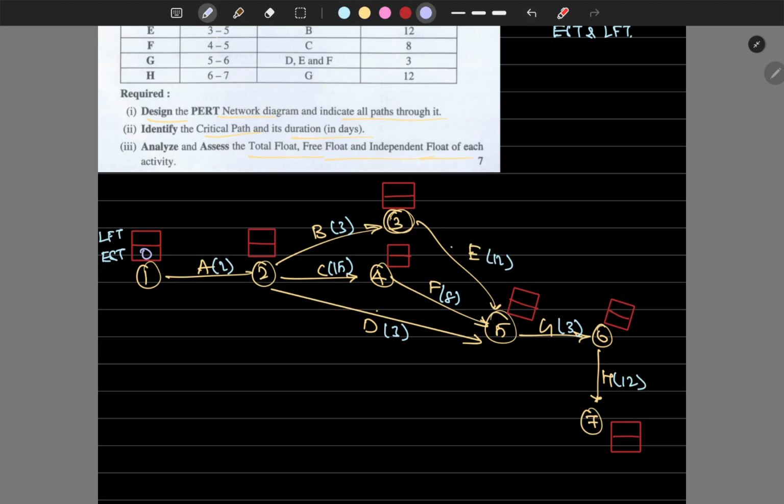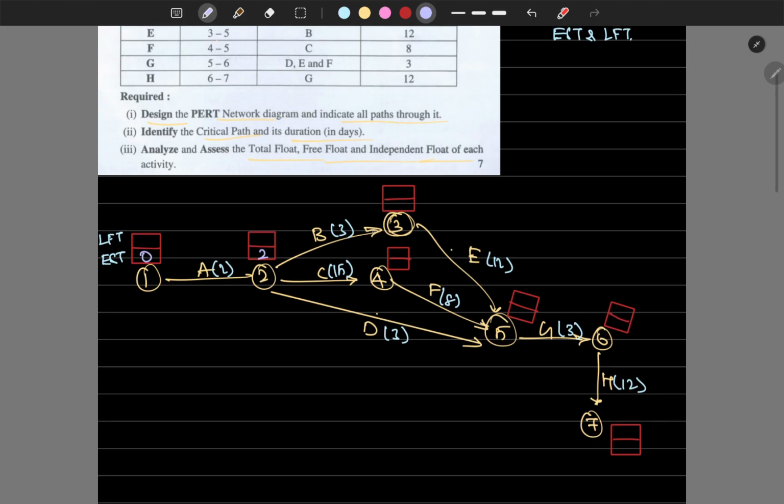0 plus 2, the activity duration 2. 2 plus 3 for B's activity duration, which totals to 5. Then 2 plus 15, 17. Then 2 plus 3, which is, okay, there are 3 paths reaching one location, so we have to take the maximum when we are going in a forward direction. When we are in a backward direction, we have to take the minimum value, right?